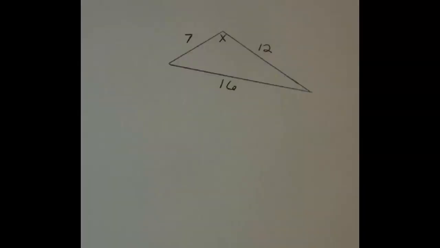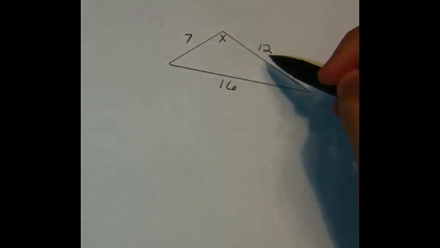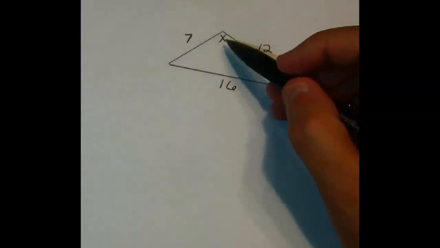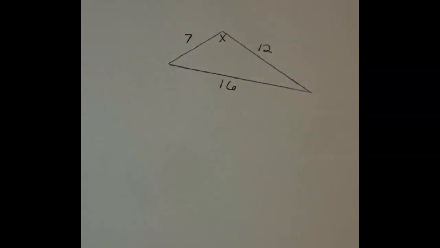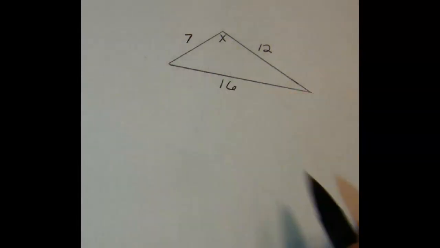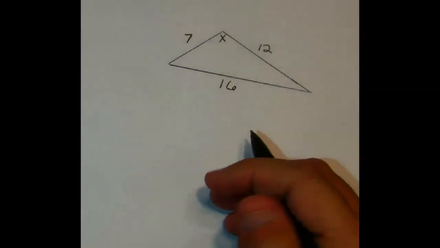Our first example is going to be of an obtuse triangle, and I have the sides 7, 12, and 16. But I want the missing angle x. I want to know how many degrees that is. Let's say we don't have a protractor laying around, and I need that exact measurement of that angle. Well, by applying the law of cosines, I can find that missing angle.